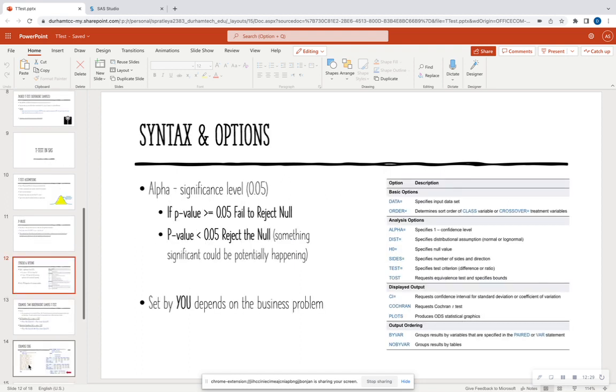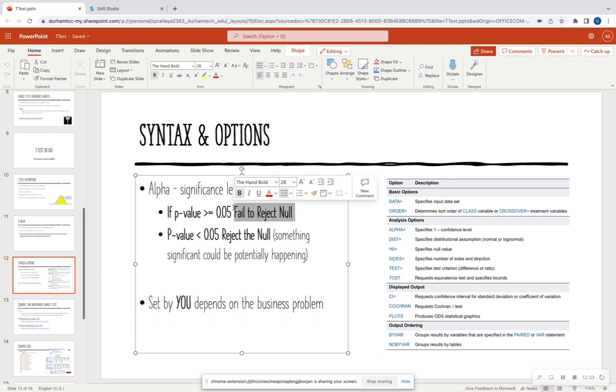Along with the p-value, we have something called an alpha level, a significance level, and you determine this level. A good starting point is an alpha level of 5% or 0.05. We're going to say if the p-value is greater than or equal to 5%, we are going to fail to reject the null. Now, we don't say accept the null. Don't say accept the null. It's a statistician thing. People do not use that wording. You have to say fail to reject the null.